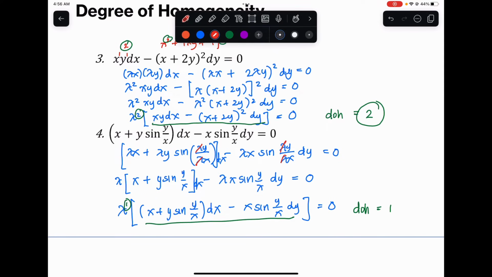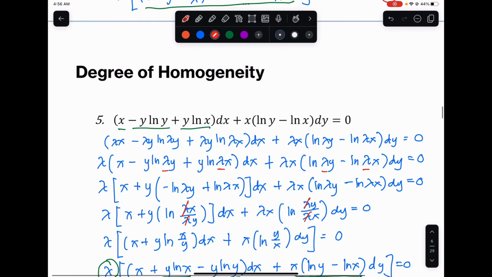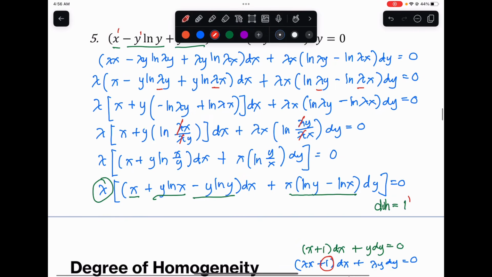And then this one, it has a power of 1. Y is 1. So this one would cancel out, because lambda y and lambda x, so lambda would just be cancelled. So this is 1. So therefore, degree of homogeneity is 1. For number 5, so this is 1, this is 1, this is 1. Then, since both are ln, so ln x over ln y, it will cancel out the lambda there. So giving us a degree of homogeneity of 1.